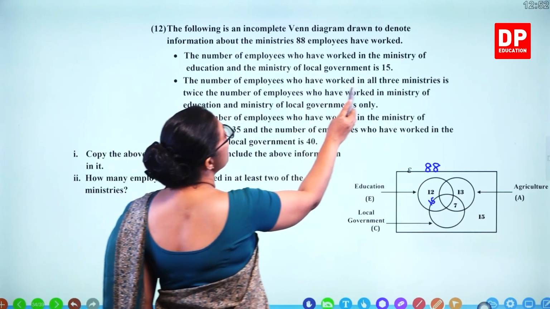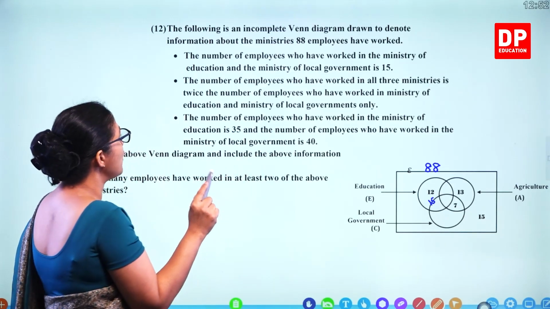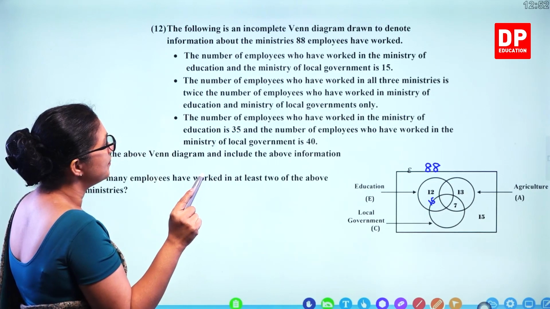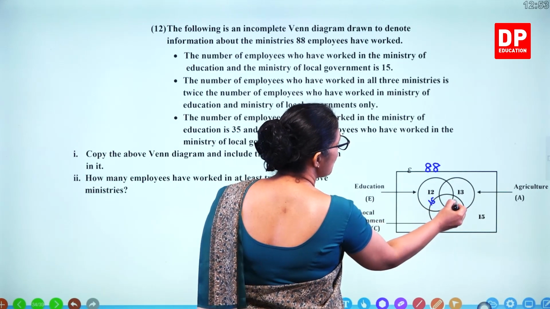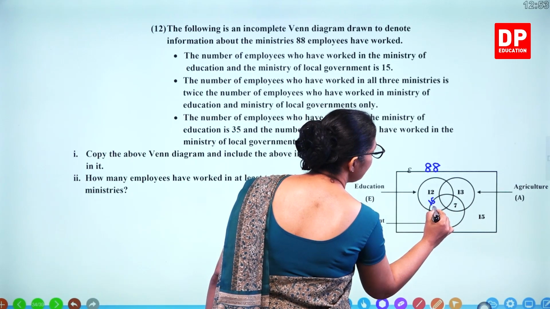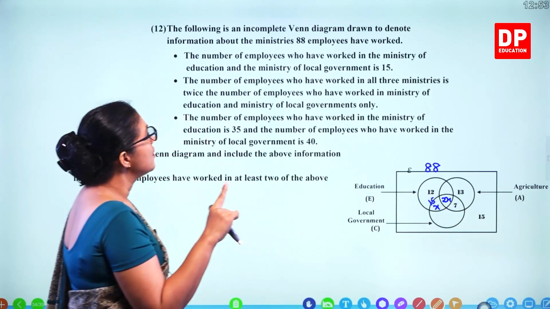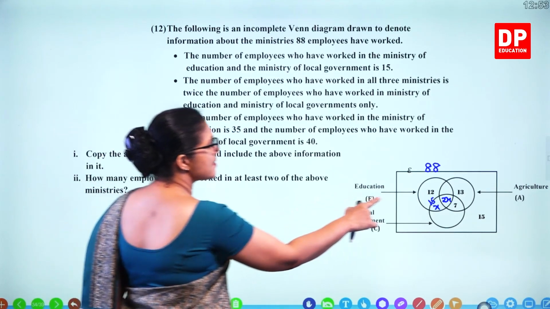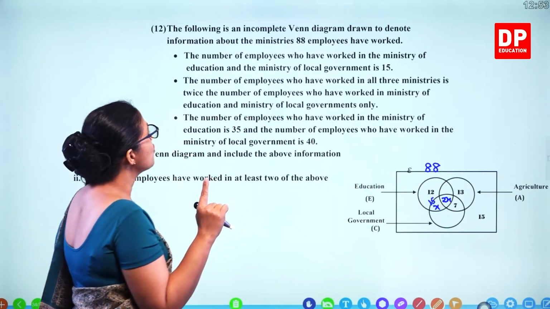The number of employees who have worked all 3 ministries is twice the number of employees who have worked in Ministry of Education and Ministry of Local Governments only. So only means if this is X, this becomes 2x. That's what they are saying. So double of that. So if this is X, this part, only these 2 is X, then double of that. That's 2x.